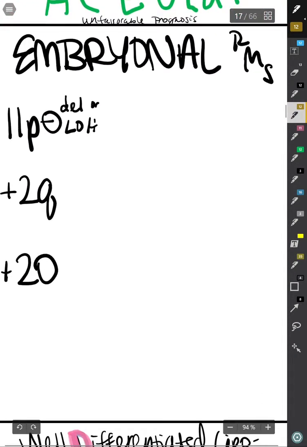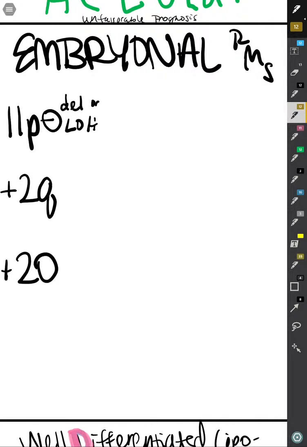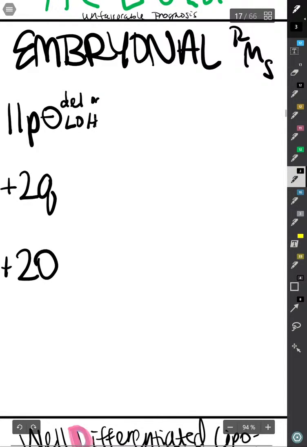Okay, now to go over embryonal rhabdomyosarcoma. My brain is just more mathematically inclined, like it can remember random equations and how they relate to each other. So these are the numbers that we have to remember. We have 11p deletion of it, or it could be associated with loss of heterozygosity. Either way, one of the 11s, the small portion of it is the one that's being lost. And then we have a plus 2q and a plus 20. So these are some of the more common ones. There are a lot more than this. These are the ones that are tested on.